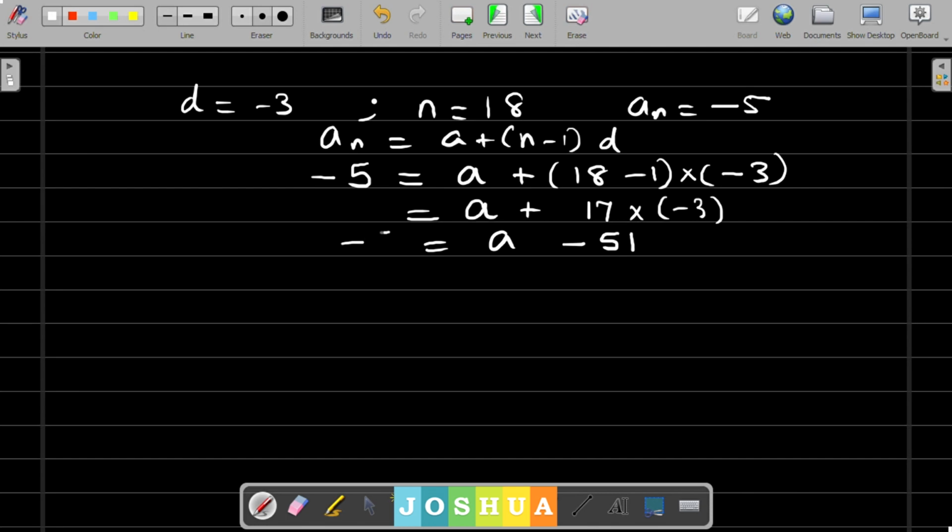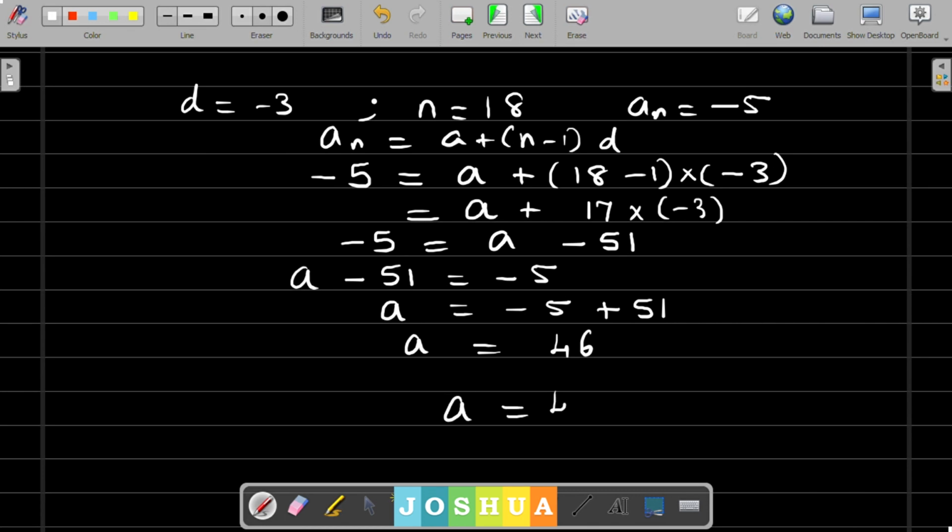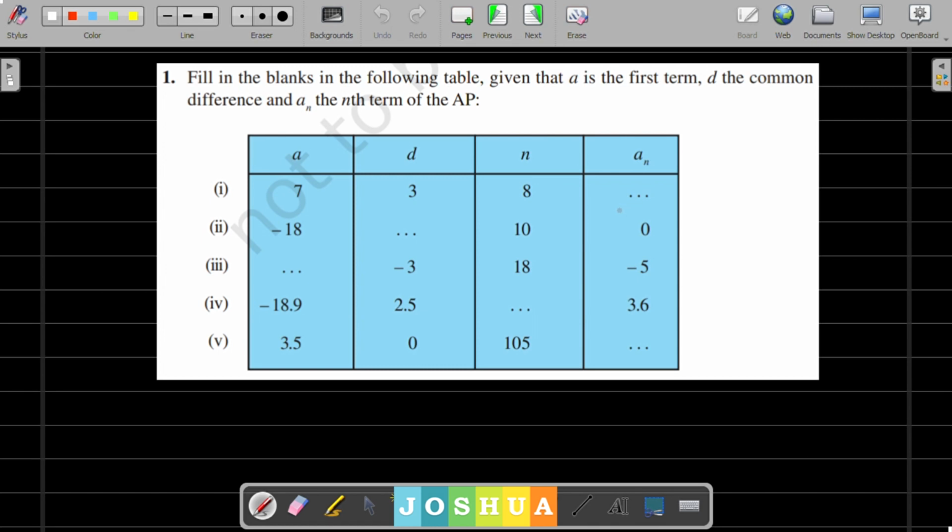A plus 18 minus 1 is 17 into -3, that is equal to A minus 51. That is -5 is equal to A minus 51. For my convenience, I just put A minus 51 is equal to -5, just like A plus B equal to B plus A. That logic I am taking and converting this one. So in this case, A is equal to -5 plus 51, and automatically it is 46. A value is 46. A is equal to 46.